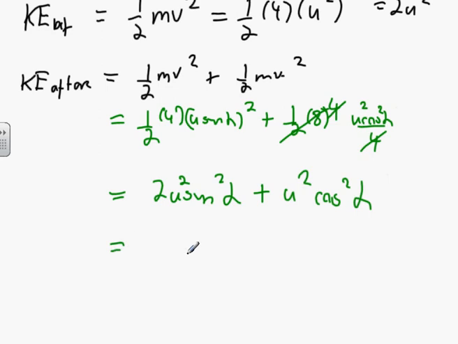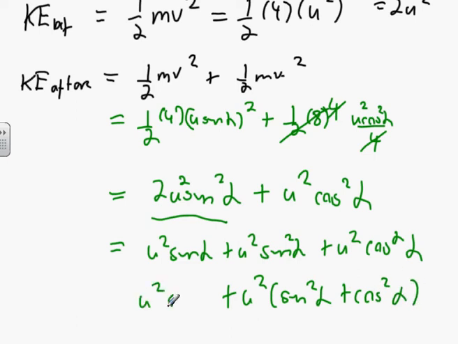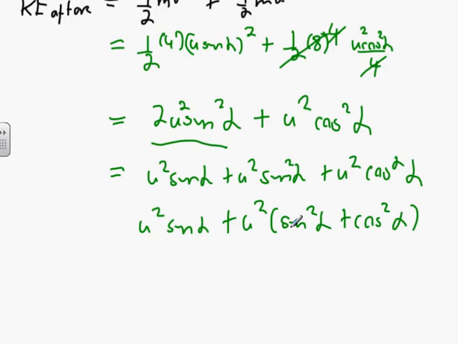I went one step further. I divided the 2u squared into u squared sine squared alpha plus u squared sine squared alpha plus u squared cos squared alpha. I factorized out the u squared to leave me sine squared alpha plus cos squared alpha, which we all know is what, guys? It is 1. So the answer is u squared plus u squared sine squared alpha. Okay, that's your KE after.